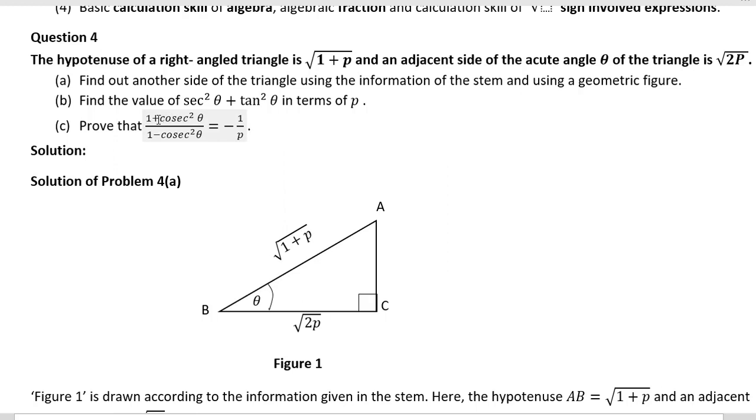So we have to express this cosec square theta in terms of p. Then we have to simplify or calculate the expression which will lead us to the right side. So I think you can take an attempt to solve this question by yourself, pausing the video, and after solving the question come back to the video and see what happens here.